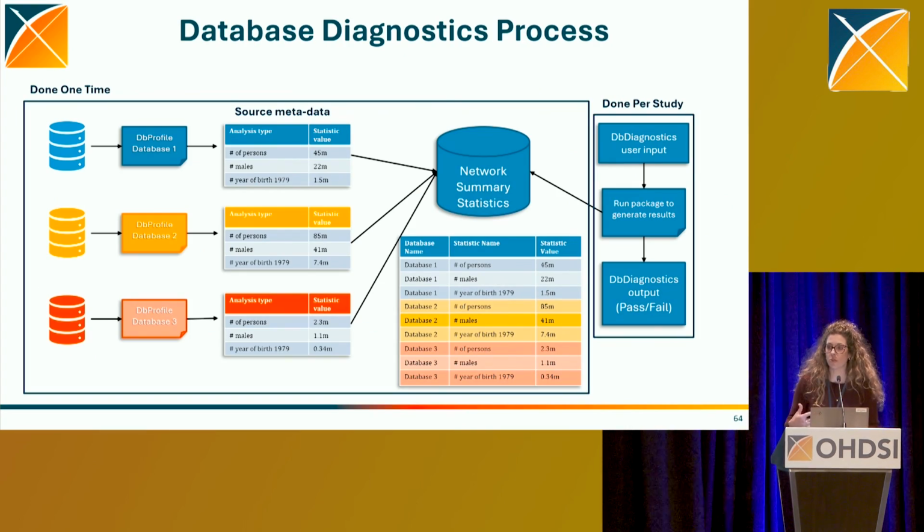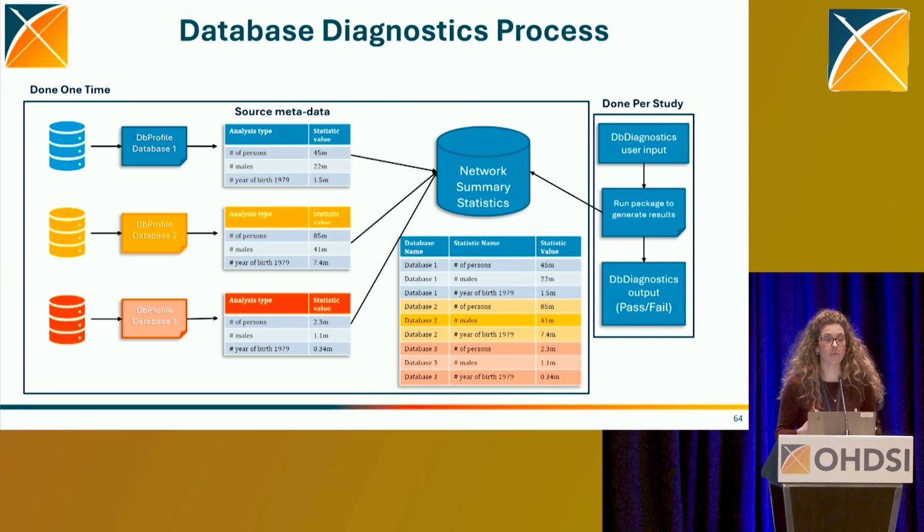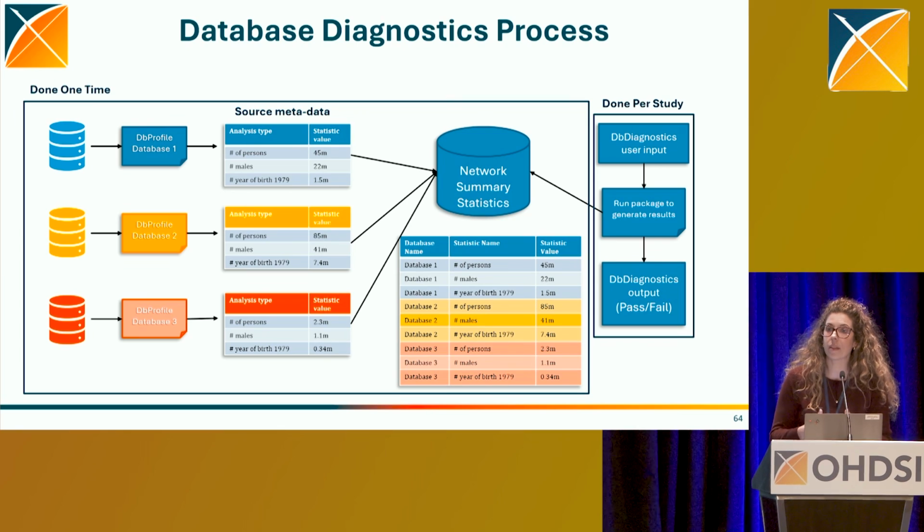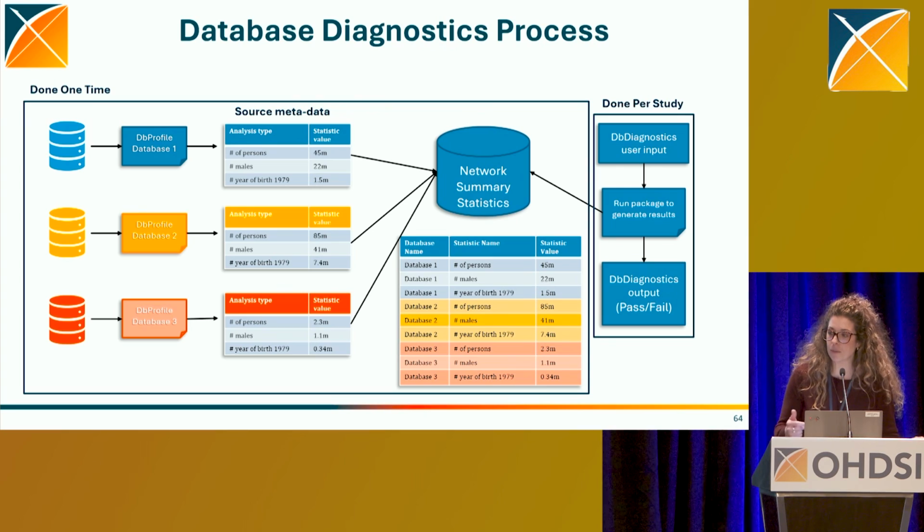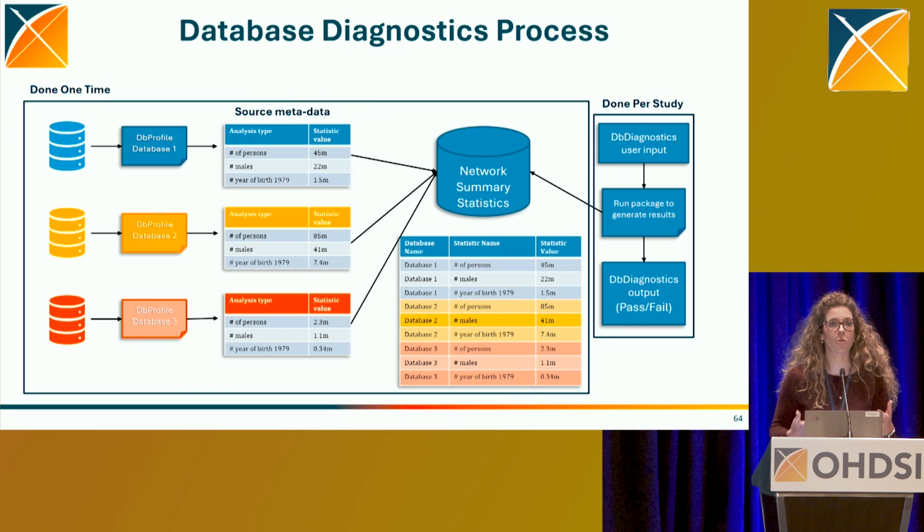So in answer to this challenge, a couple of years ago, we developed database diagnostics. And in a nutshell, what it does is every database in a federated data network generates a database profile, or just a simple set of summary statistics that they then send to the Odyssey Coordinating Center, or the coordinating center of their respective network. And then each time a study owner or someone who wants to ask a question of the network, they can utilize those summary statistics to help figure out, given the building blocks of the study or the question you're interested in, which databases are potentially best fit to answer that question.